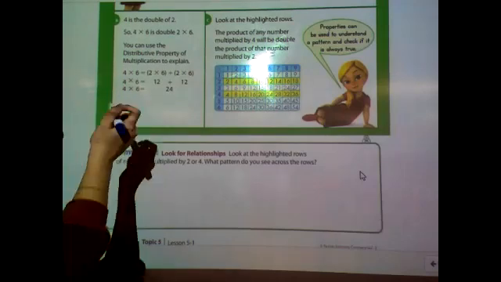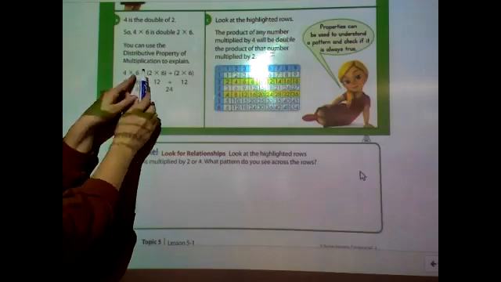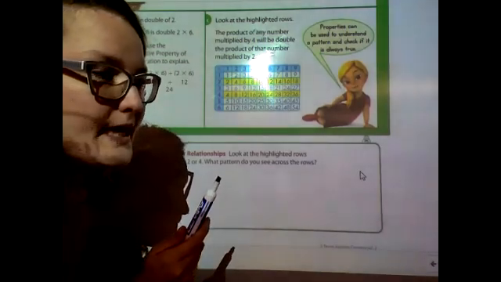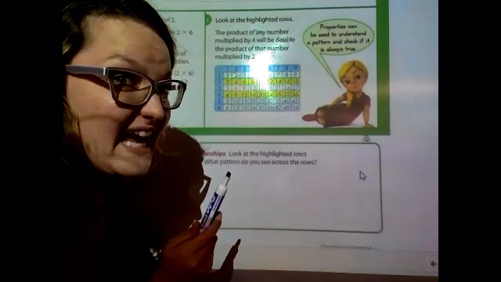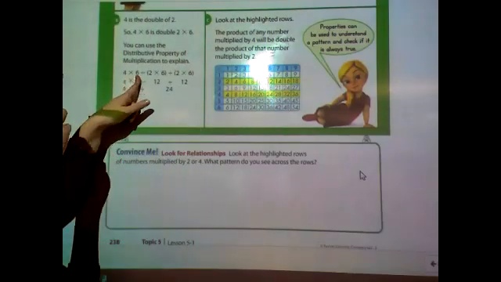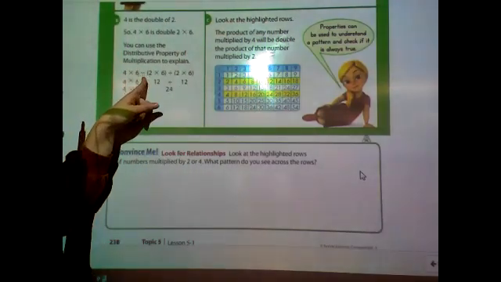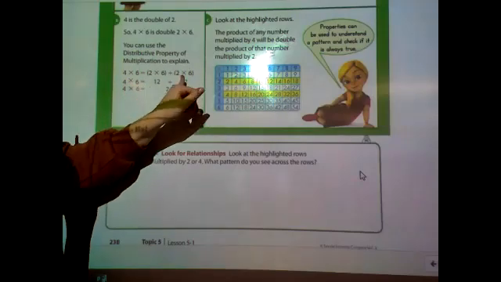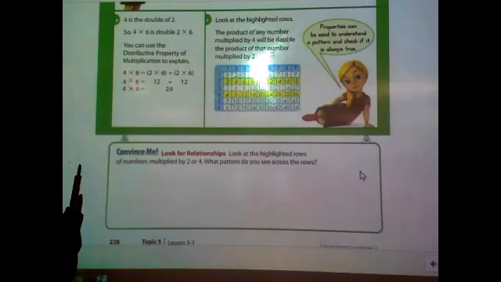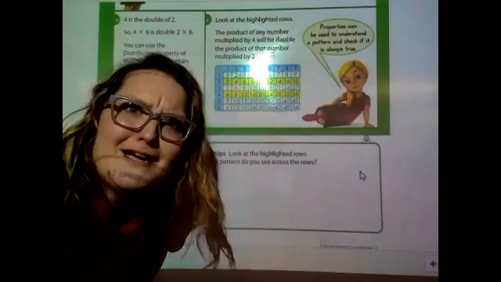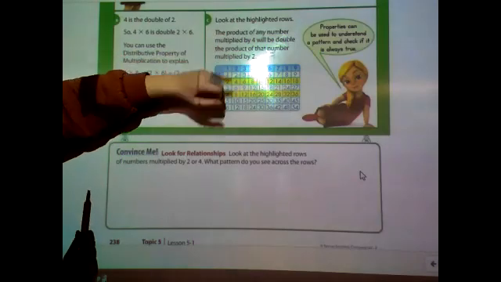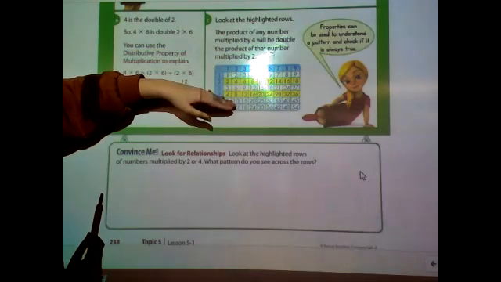Look in box B where it says 4 times 6 equals, what can the equal sign also say? Is the same as. 4 times 6 is the same as 2 times 6 plus 2 times 6, which is 12 plus 12, which is 24. We've done this. Look at the highlighted rows. Highlighted is the colored ones.